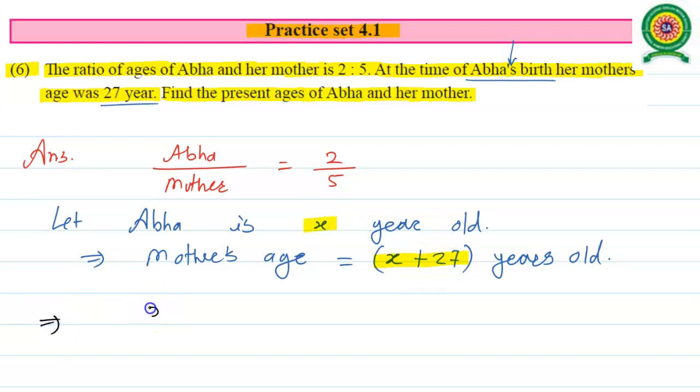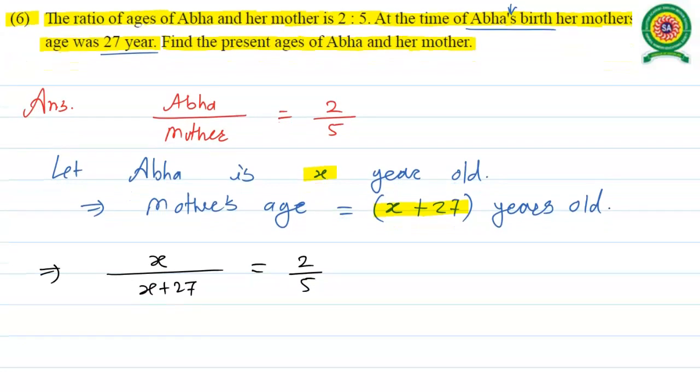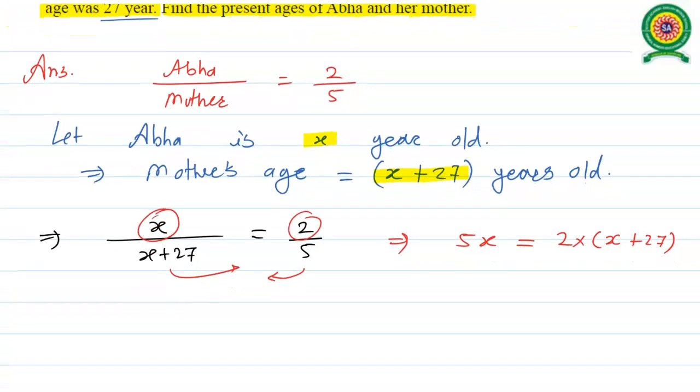So now we have given Abha's age to that of her mother's age, the ratio is equal to 2 by 5. So try to use the cross ratio test, shift 5 and X plus 27. So 5 is a divisor, after shifting it will become a multiplier to X, and X plus 27 is the divisor, after shifting it will multiply to 2. So this is now a linear equation in one variable. We have the variable X.